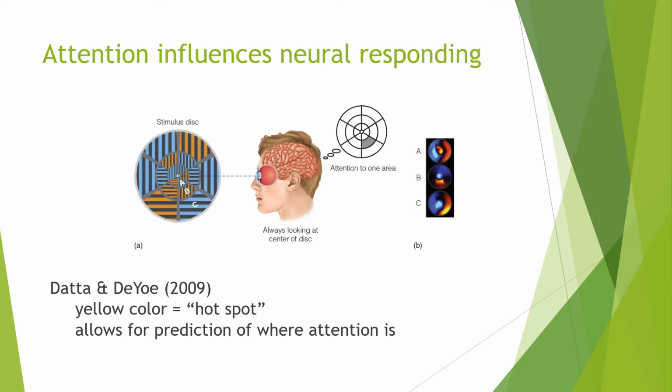So they could tell the person, attend to where you want to, and let's just say the person would attend to B, and the researchers would see this activity that looks like the B part of B. They would see this neural activity and say, you're attending to this section B, and they would be correct. They would be able to predict where the person was attending.